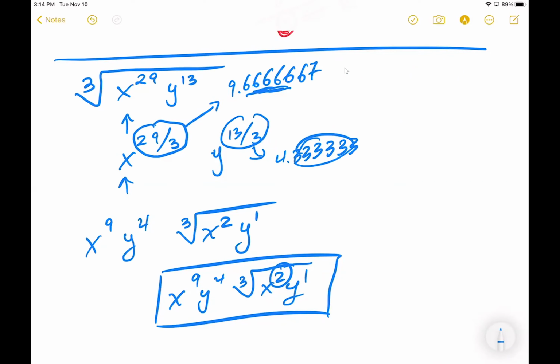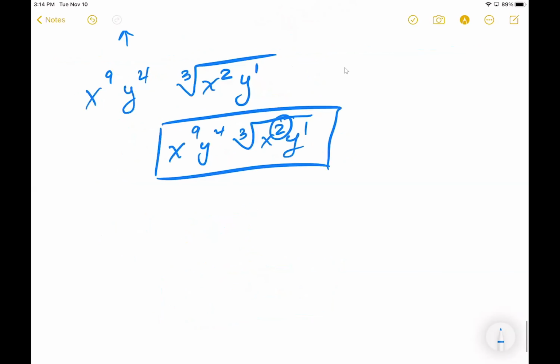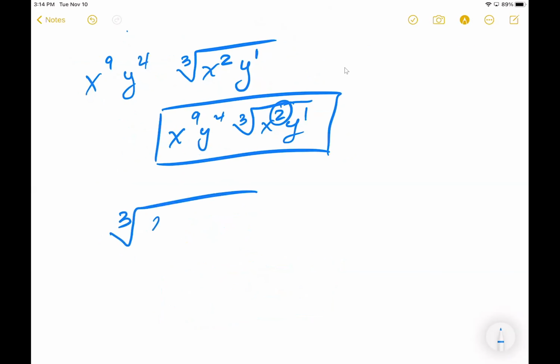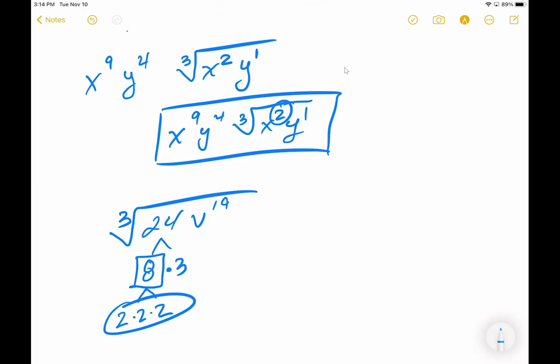But we will do this again. Our previous problem, before we run through all of this, is the cube root of 24 v to the 19. If you look at this here, hopefully you see that this is 8 times 3. 8 is a perfect cube, which is 2 times 2 times 2, right? And 19 divided by 3, hopefully you see that is 6, and there is a remainder of 1, okay?